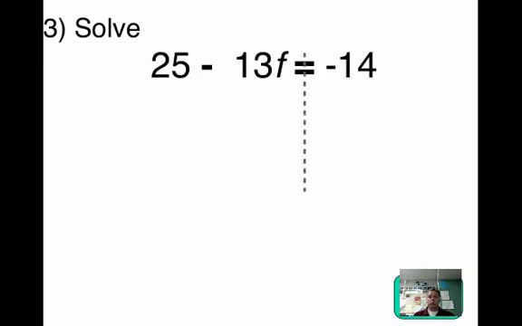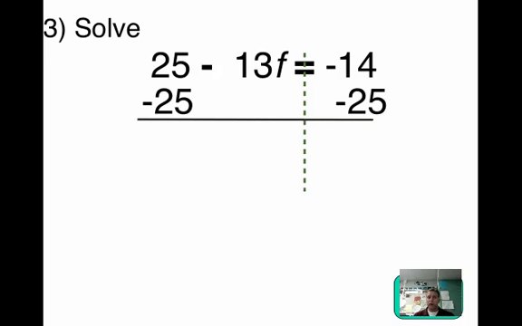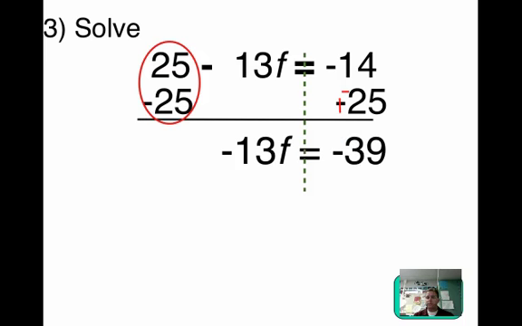So we'll put our line down the middle to get rid of that positive, because if you look in front of the 25, there's nothing there. That means it's a positive. We're going to subtract 25 from both sides. So that'll zero out, and I'd probably change the signs here. So on the left side, we'll have a negative 13F, bringing down that minus sign with the 13, and a minus 14 plus a minus 25 is going to give us a negative 39.